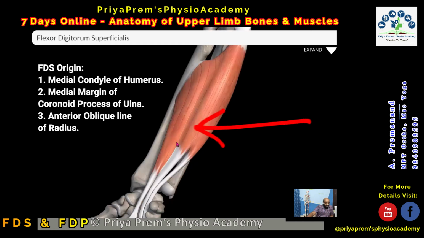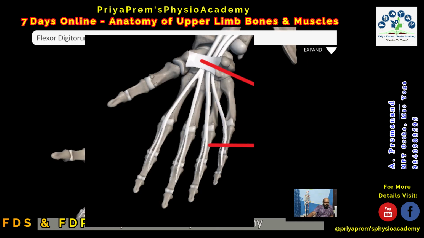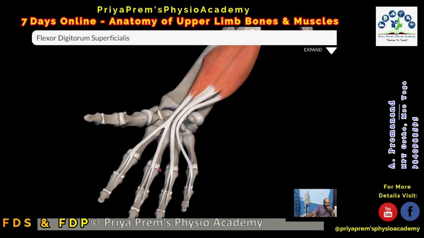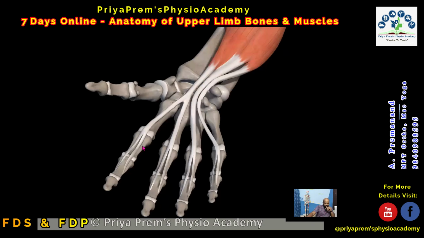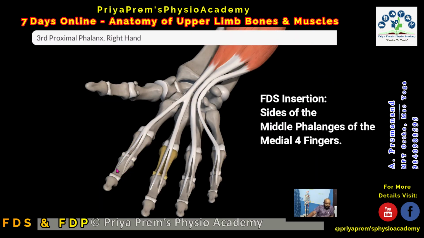It comes down. It splits into 4 tendons. It passes beneath the flexor retinaculum, 1 for each finger. At the level of the proximal phalanx, you see the second proximal phalanx. So this is the metacarpal bones. These are the proximal phalanges. Over there it splits into 2. Now it comes and inserts at the side of the middle phalanges.